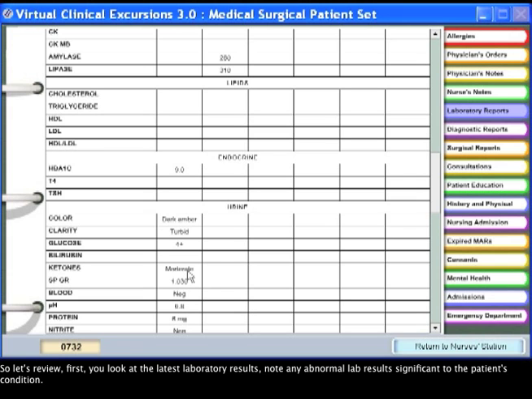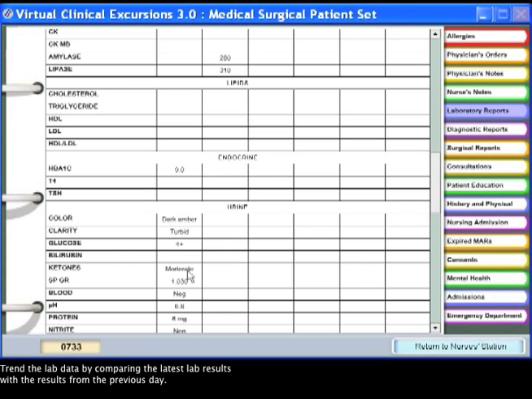So let's review. First, you look at the latest laboratory results. Note any abnormal lab results significant to the patient's condition. Trend the lab data by comparing the latest lab result with the results from the previous day.